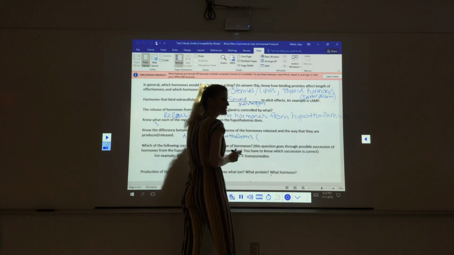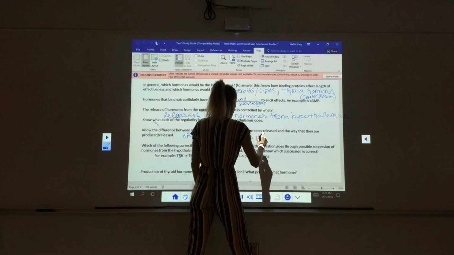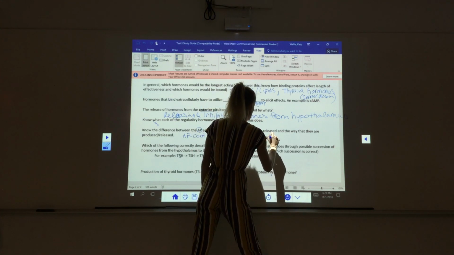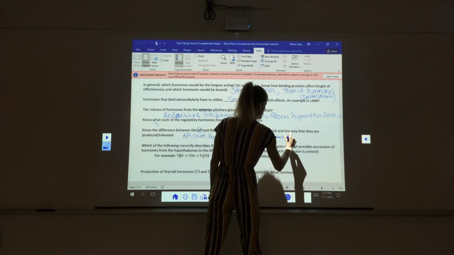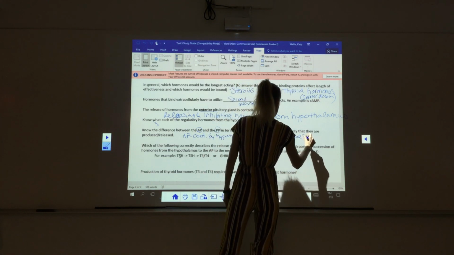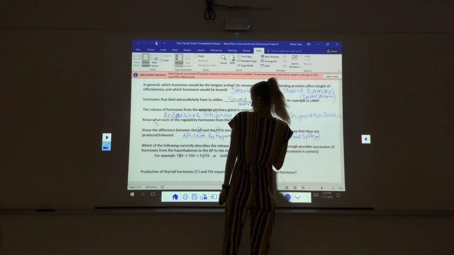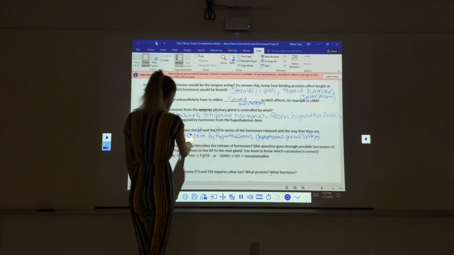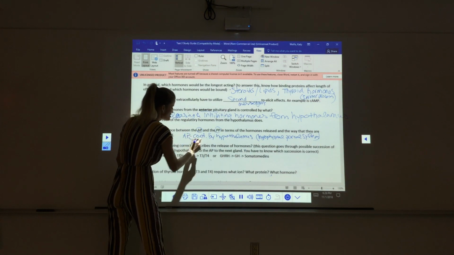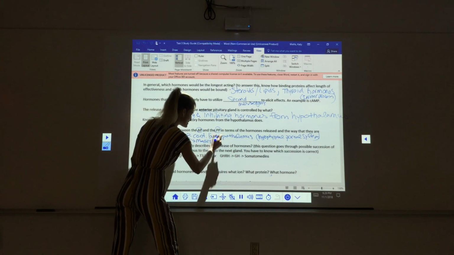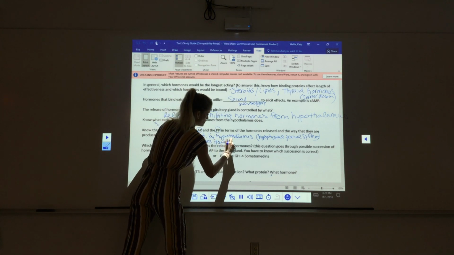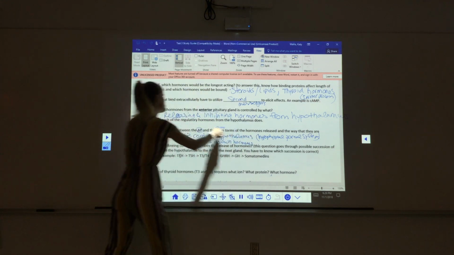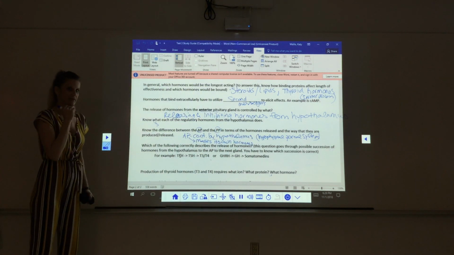And how do those releasing and inhibiting hormones get there? The hypophyseal portal system. So releasing and inhibiting hormones go through the hypophyseal portal system and go to the anterior pituitary. And then the anterior pituitary makes its own hormones, right? It makes whatever new hormone it's supposed to make. The posterior pituitary, remember, is weird. It doesn't actually make anything.